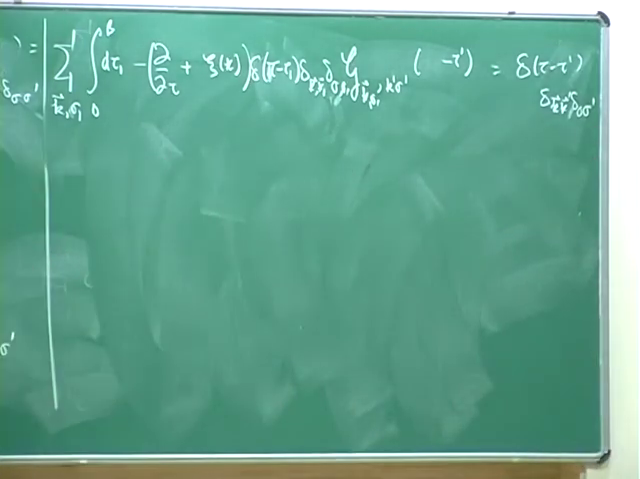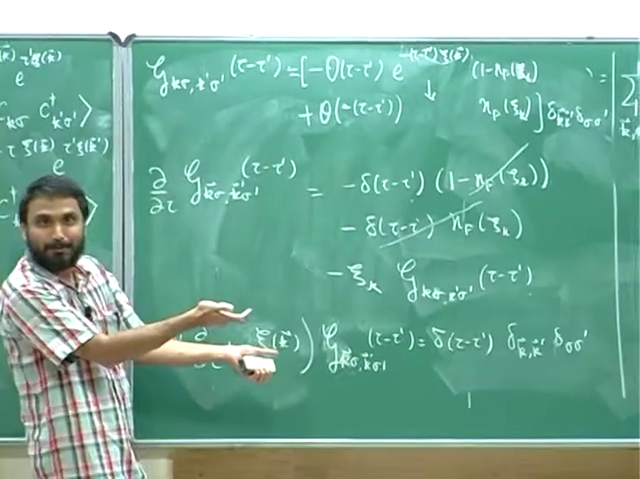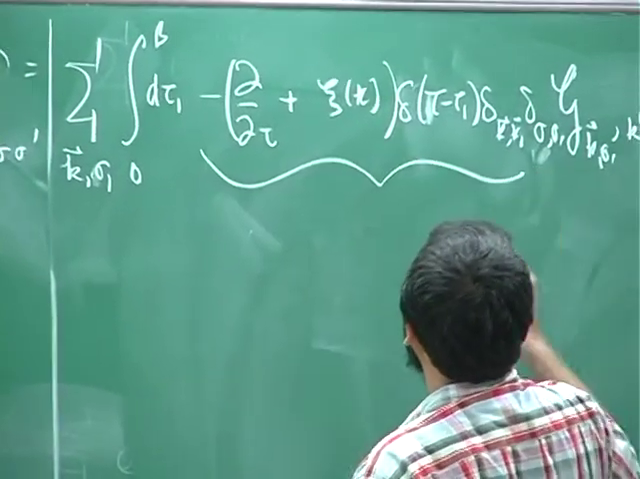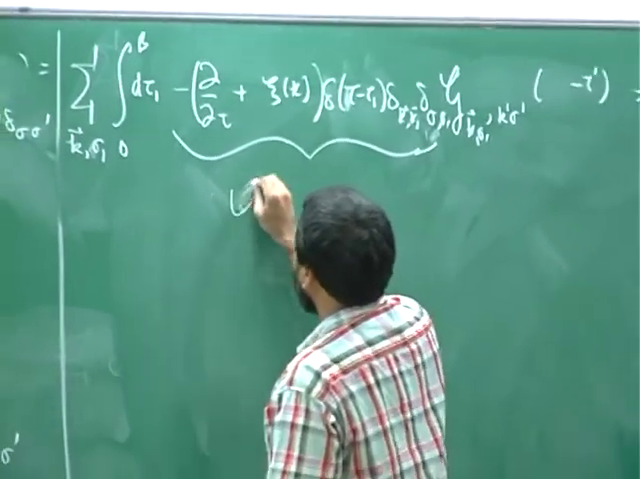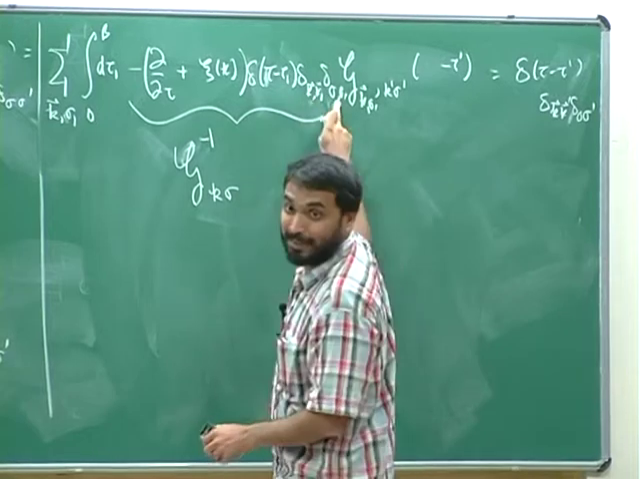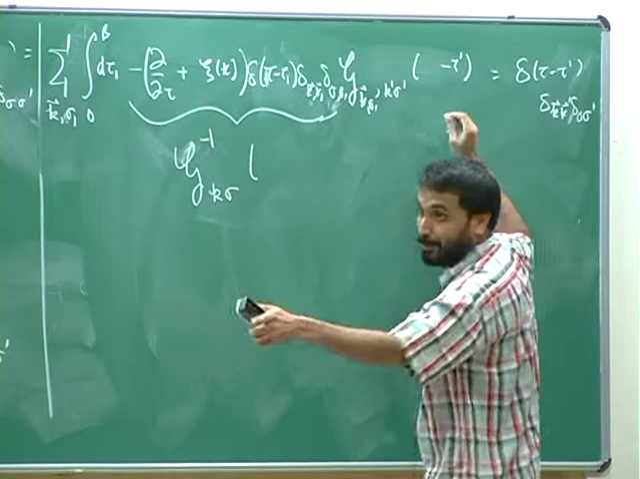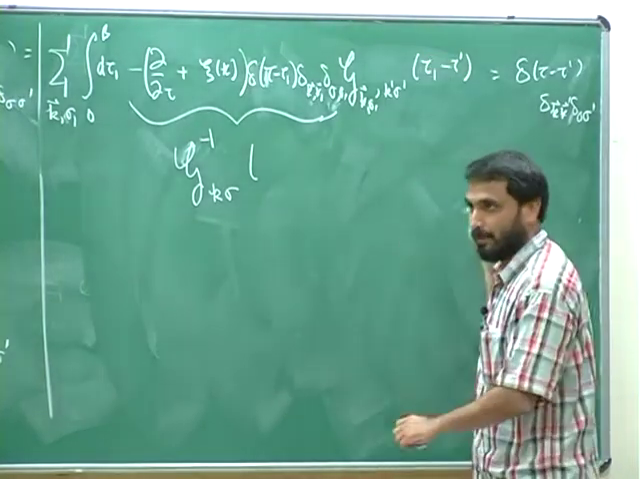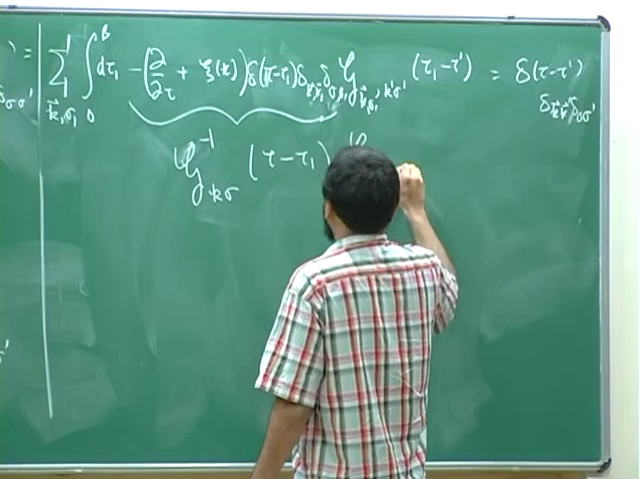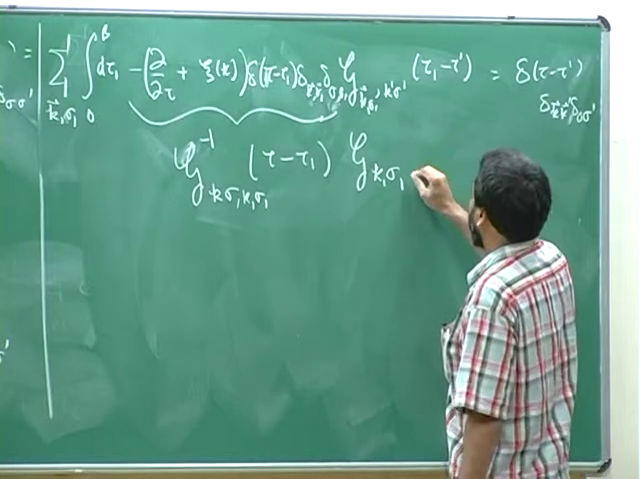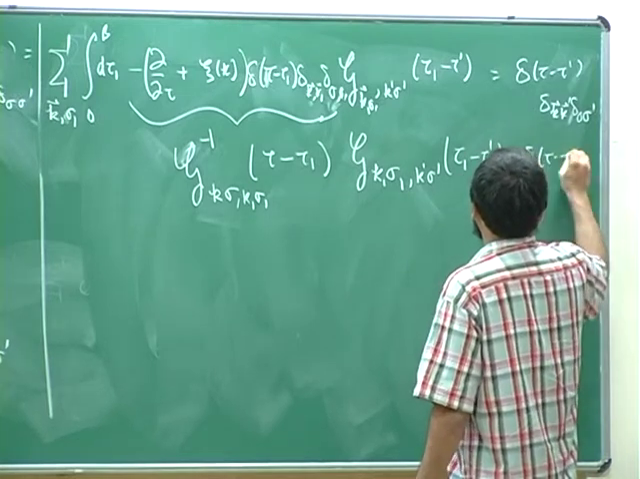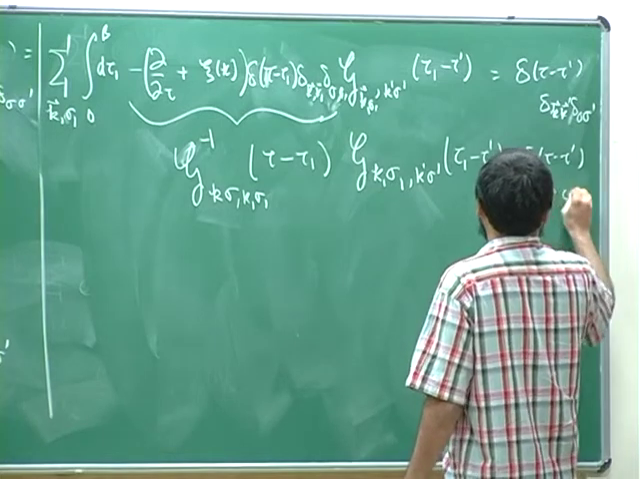So what I have simply done is, this k sigma and tau I have simply rewritten in terms of some delta functions, right? But then suddenly you realize that if I call this object G inverse, K sigma, these labels, and then there is just a tau 1 here, so I'm done. Tau minus tau 1, and then this will be G K1 sigma 1, K prime sigma prime, tau 1 minus tau 1 prime is equal to delta function tau minus tau prime, delta K K prime, delta sigma sigma prime.